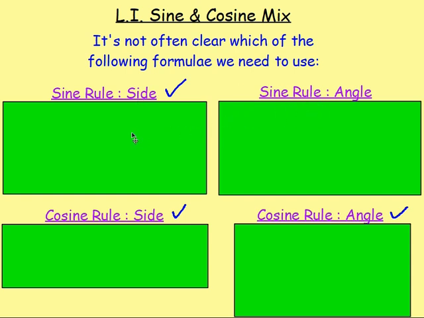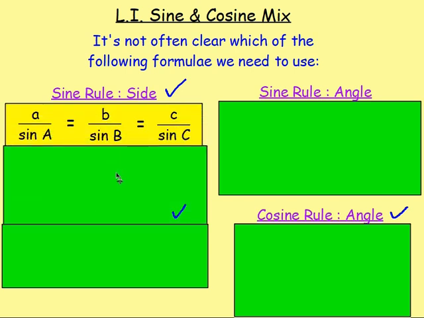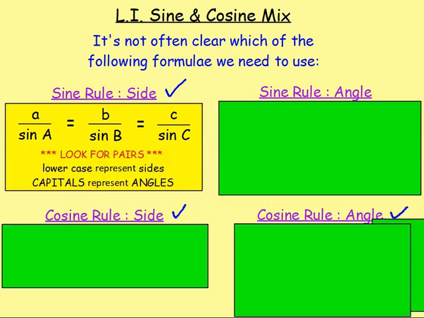Who remembers the sine rule to work out the length of a side? Go on, John, what is it? a over sine A equals b over sine B equals c over sine C. Yes, you're right, John. Good. And the lowercase letters represent the sides, and the capital letters the angles. Well done. And when you're using the sine rule, you need to look for your pairs. Remember, it's when you have an angle and the side across from it. They would be a pair.